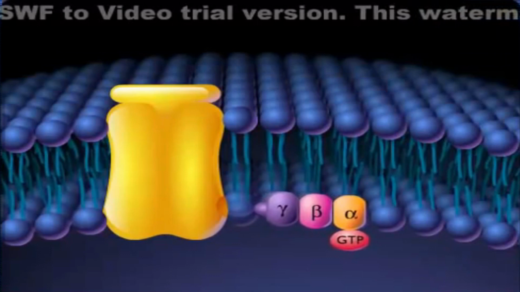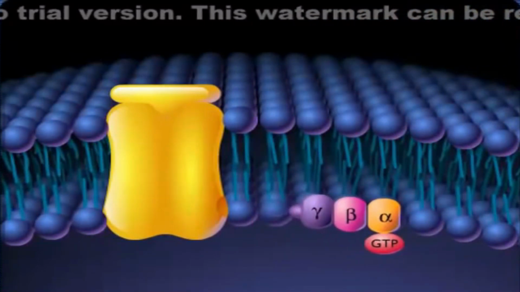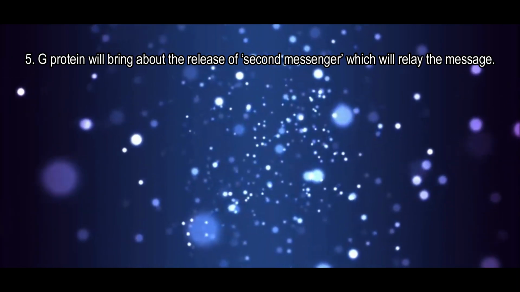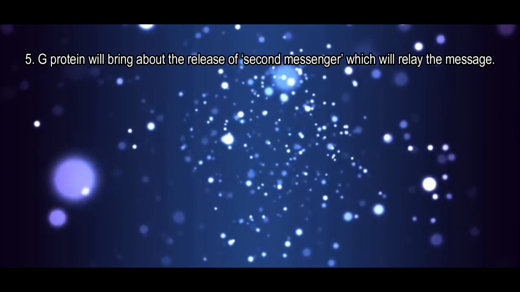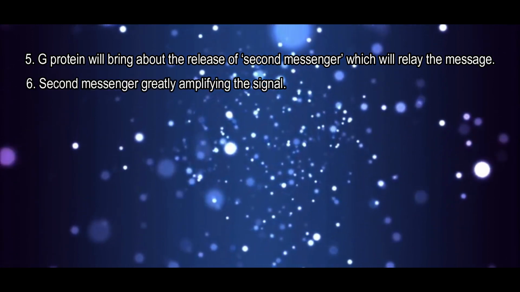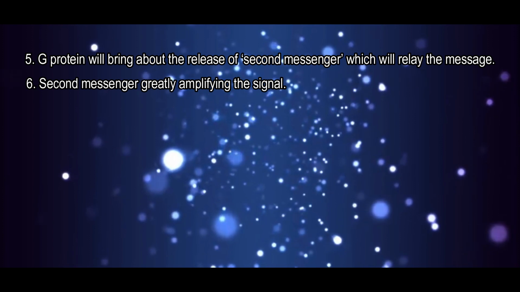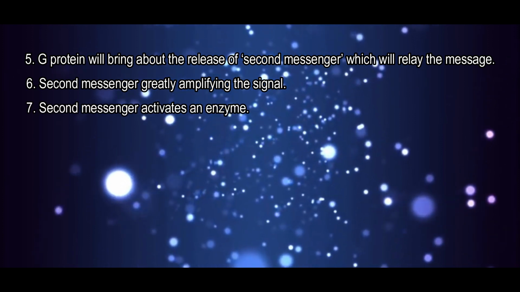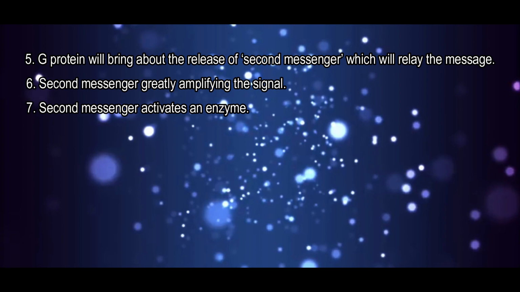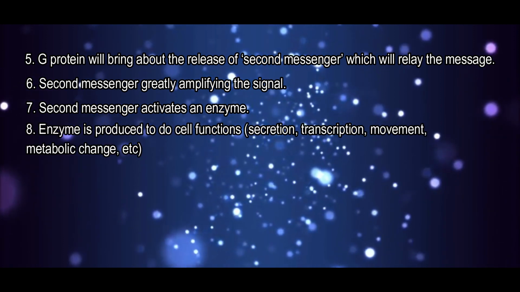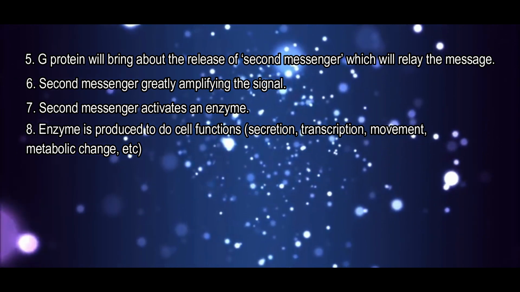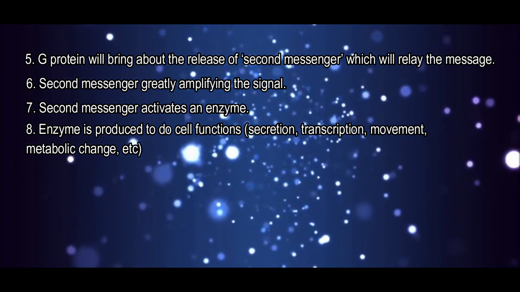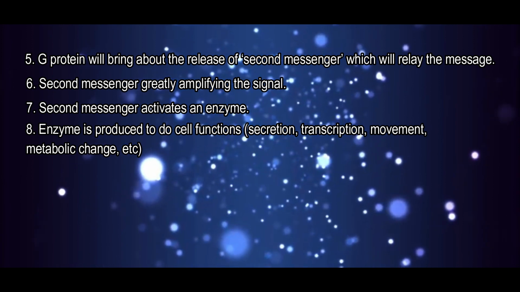Fourth, the changing of the receptor shape allows it to interact with the G proteins. Fifth, the G protein will bring about the release of a second messenger, which will relay the message. Sixth, second messengers greatly amplify the signal. Seventh, the second messenger activates an enzyme. Eighth, the enzyme brings about cell functions such as secretions, transcriptions, movement, metabolic change, and many more.